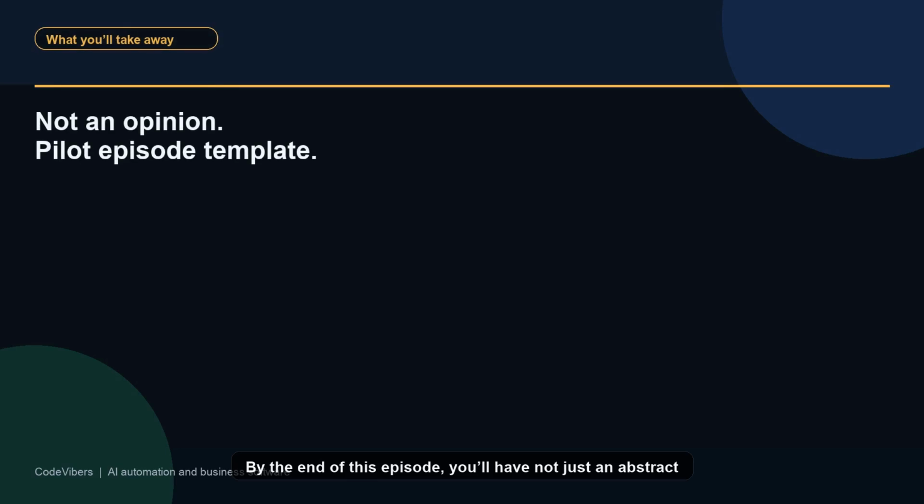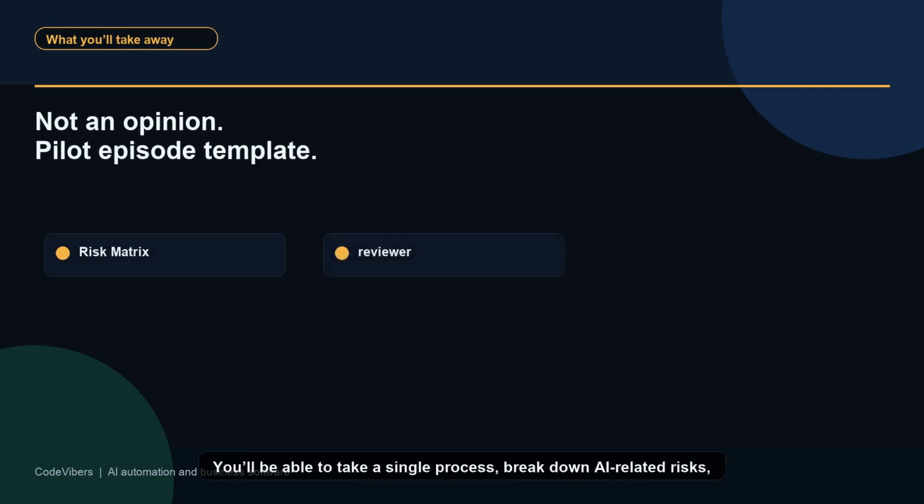By the end of this episode, you'll have not just an abstract understanding, but a working template for your first pilot. You'll be able to take a single process, break down AI-related risks, assign reviewers, describe fallbacks, and identify which decisions must involve a human and cannot be delegated to the model.